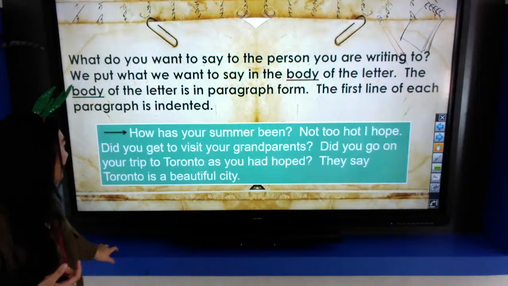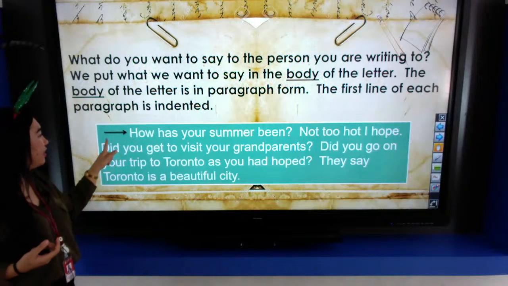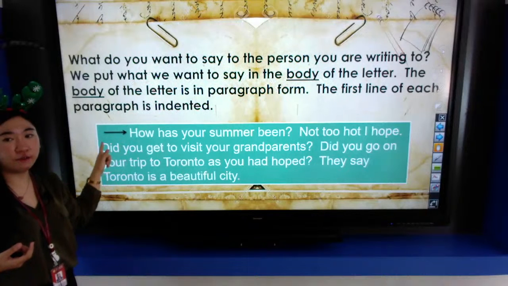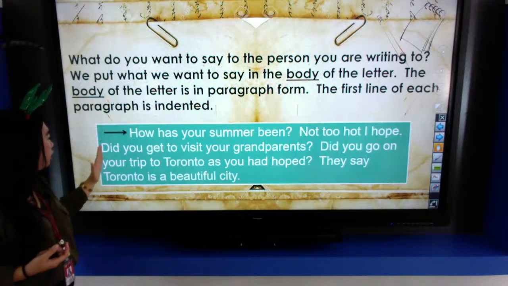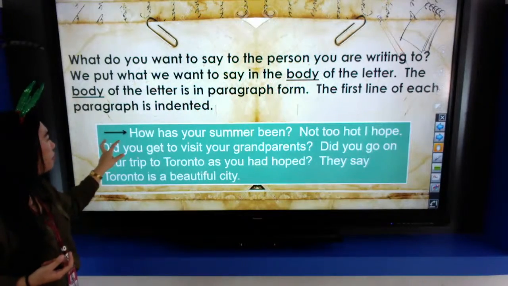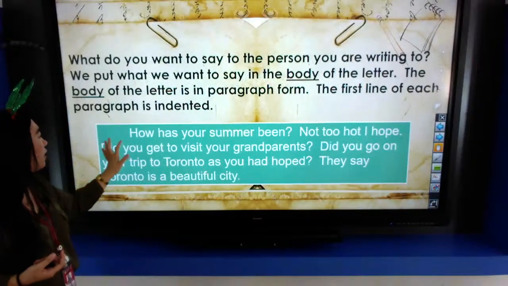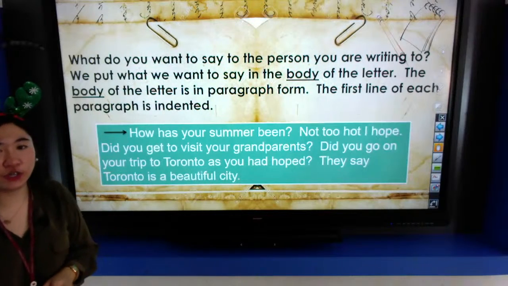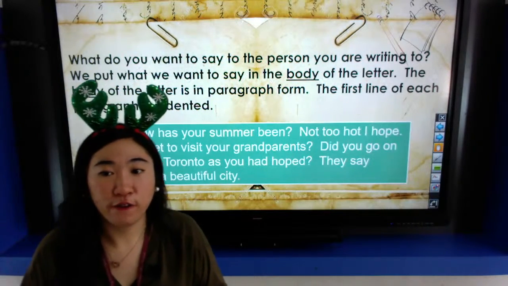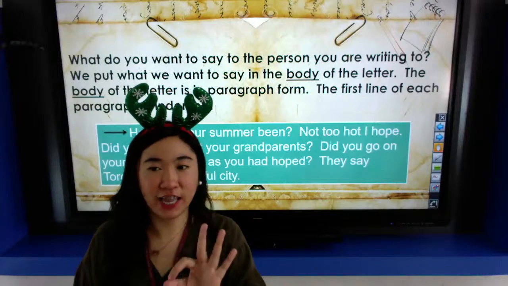line is indented. When you say indented, there should be a space. There should be a space when you write a letter. Don't write it with a line like this. Always remember that you need to put indentation. You need to put a space before you write your first sentence. Understand?